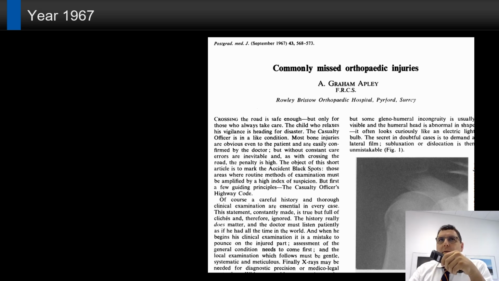In the year 1967, Dr. Epley published this aforementioned paper, and here you can see an AP radiograph of a right shoulder, and there is something abnormal. It's a very classic case which can still appear every day in our clinical routine.